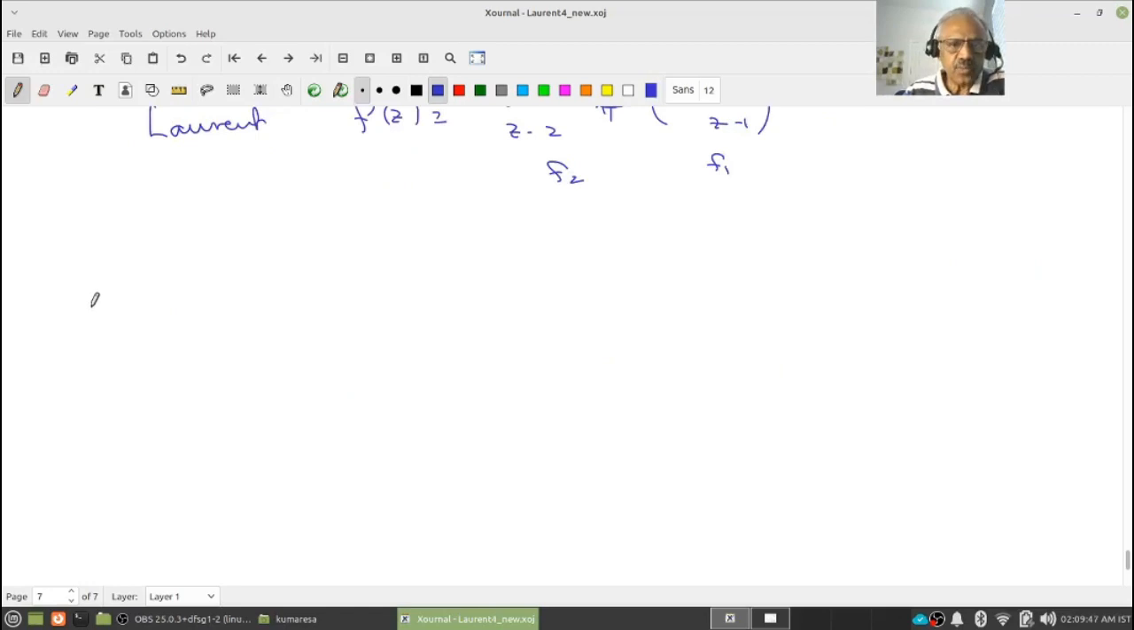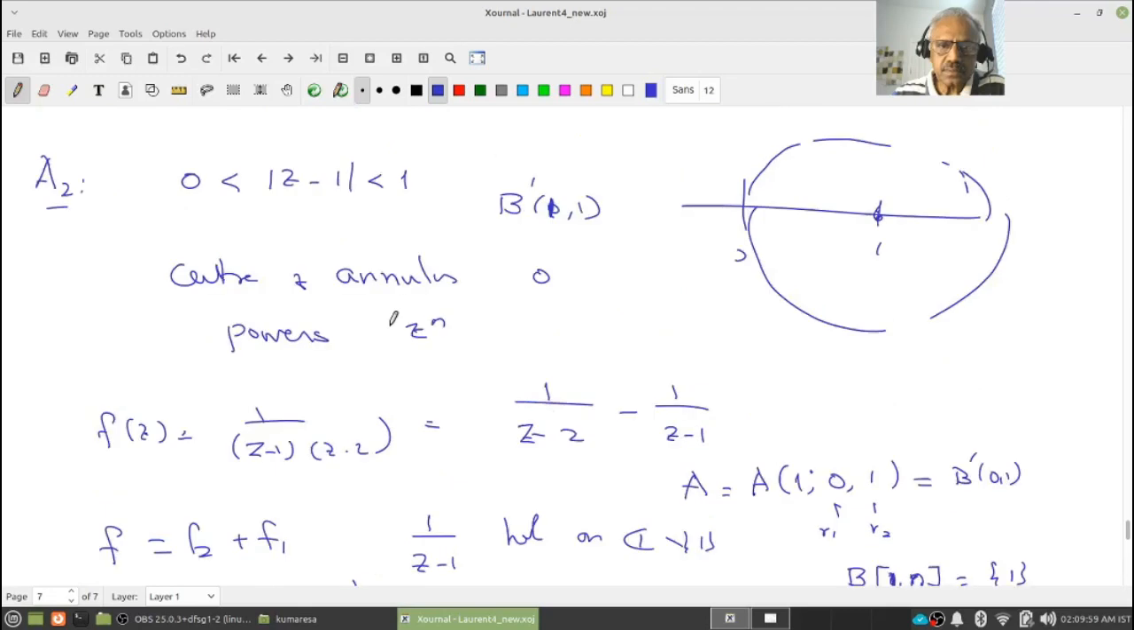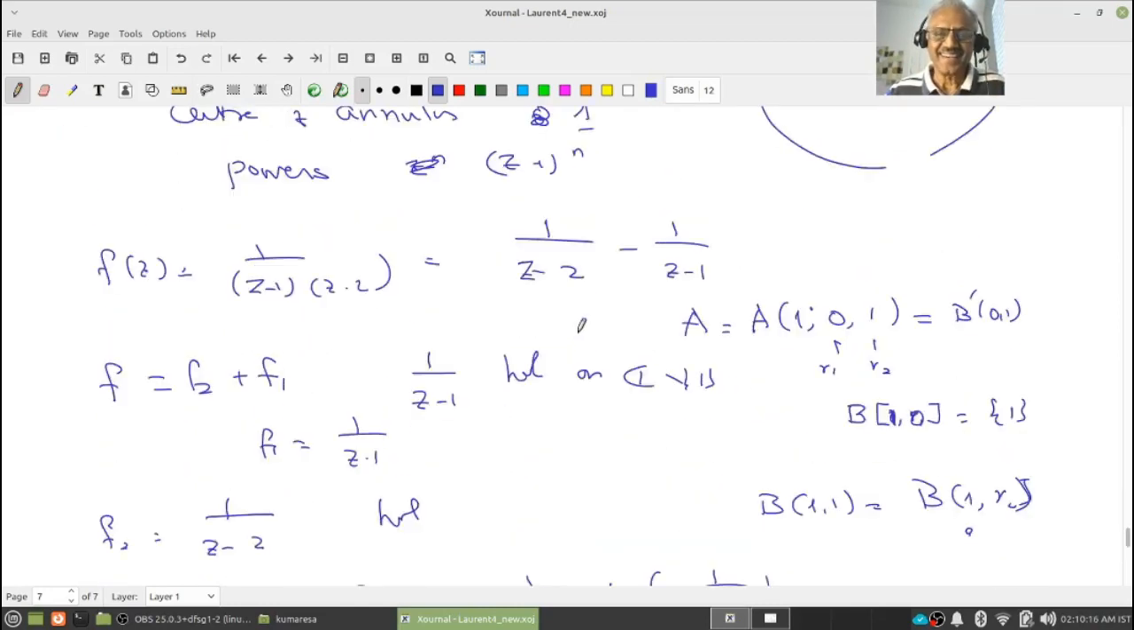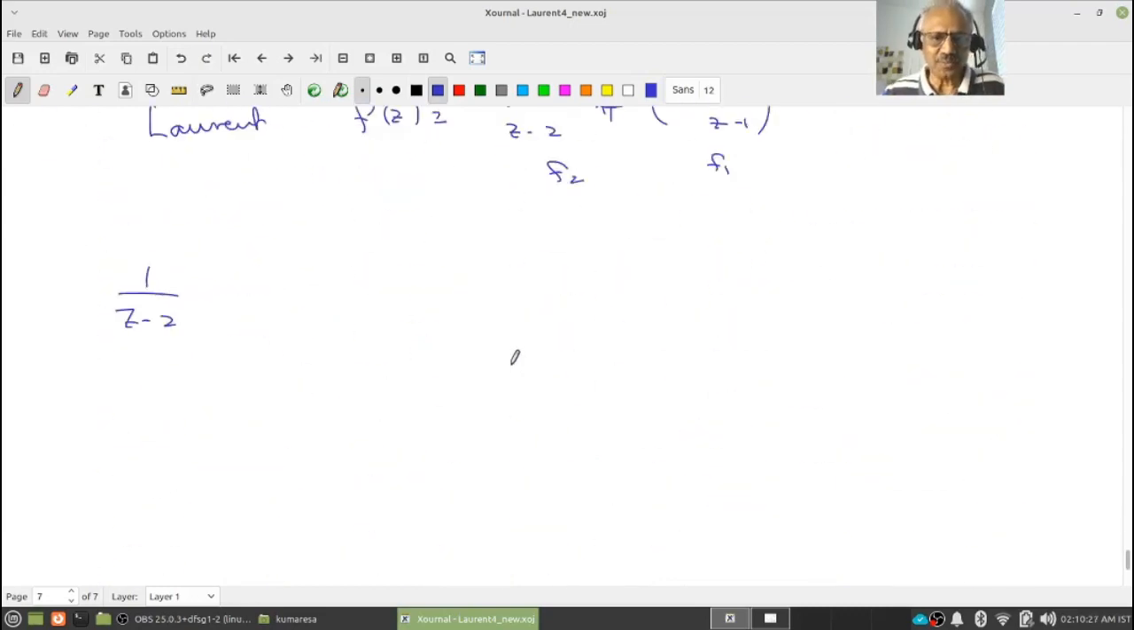Okay, now I want the Laurent series. Now remember, the center of the annulus is 1 and the powers are of z minus 1. Okay, see, I already made a mistake. You see that? This is B dash, therefore the center is 1 and therefore the power should be z minus 1. I'm sorry for the goofing.